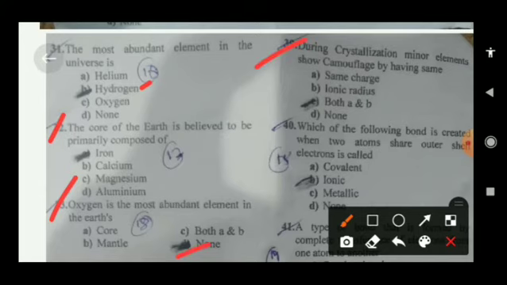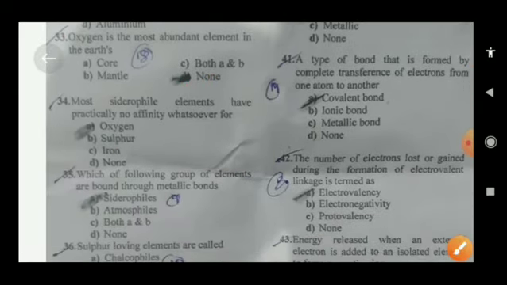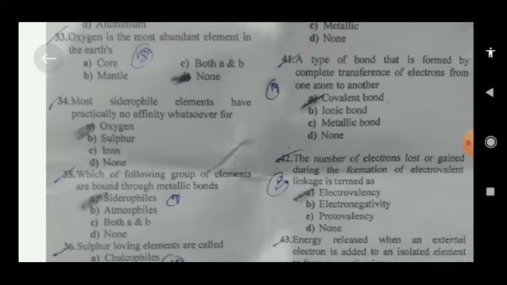Next question is, during crystallization minor elements show camouflage by having same. The right option is option C, that is both A and B. Next question is, which of the following bond is created when two atoms share outer shell electrons is called. The right option is ionic. Next question is, a type of bond that is formed by complete transference of electrons from one atom to another. The right option is covalent bond.